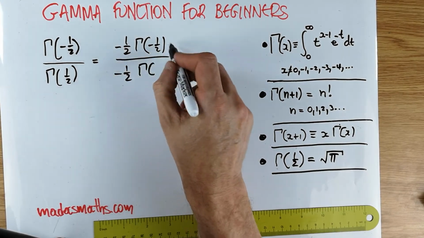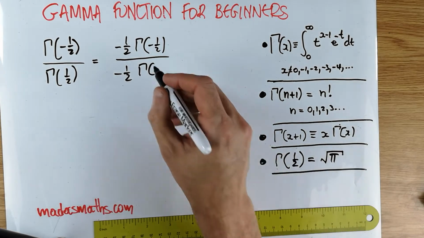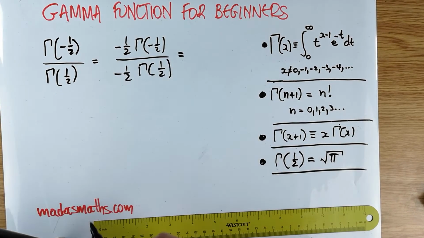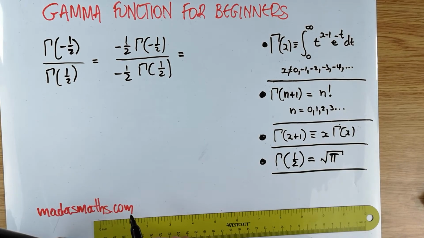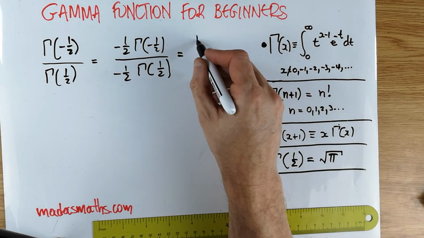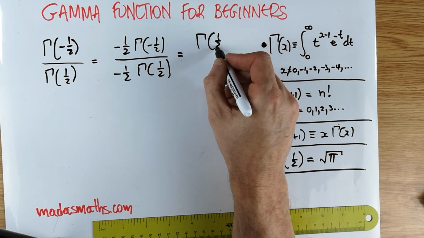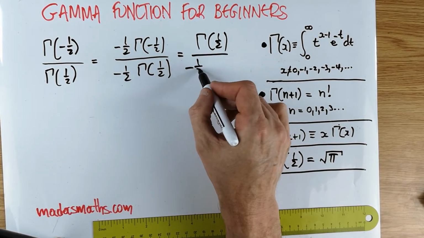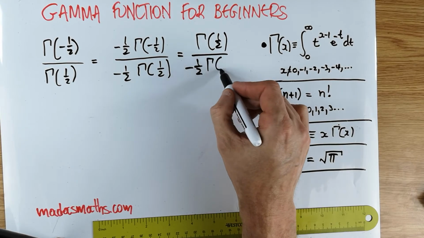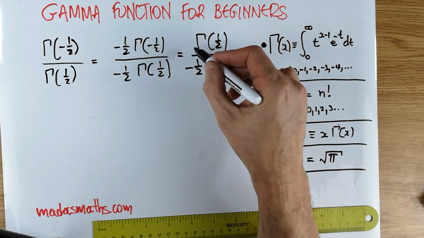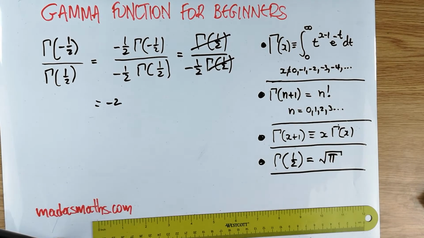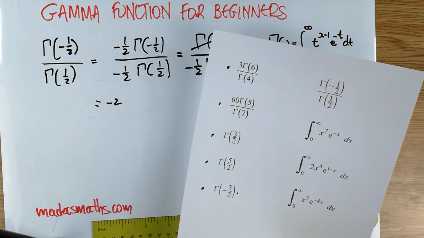So I'm trying to create here this relationship. Okay, what will I get in there? Well, what will I get in there? That's in fact now the gamma of a half from this line here. And at the bottom, I will have minus a half times the gamma of a half. The gamma of a half, of course, will cancel. And of course, the answer to this one should be -2. Okay, so far so good.